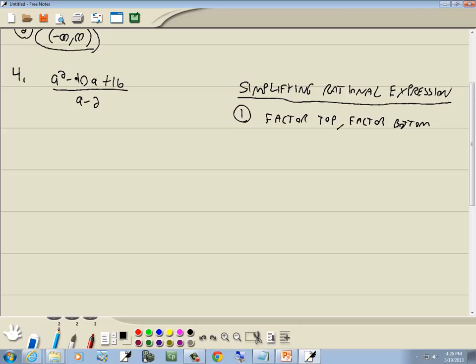Well, the top here is the PSD method. The bottom is nothing, it can't be factored. But this is a PSD because it's a squared, a, no a, and there's no number in front of your a squared.